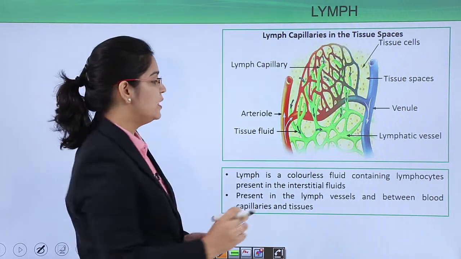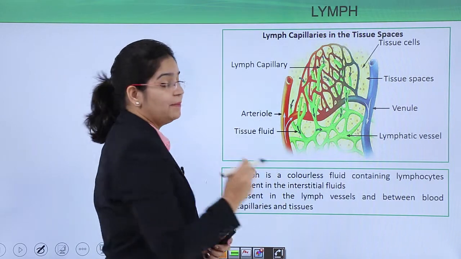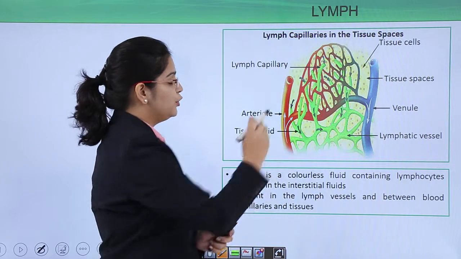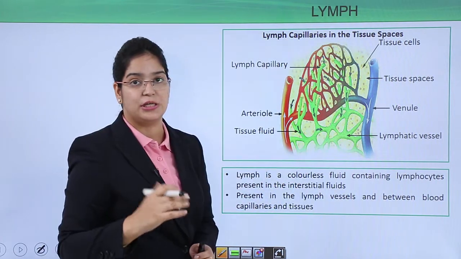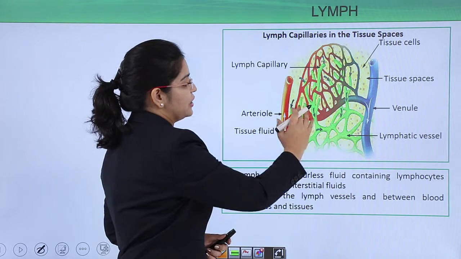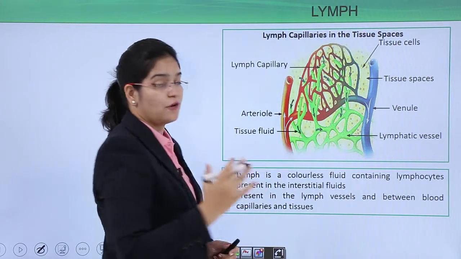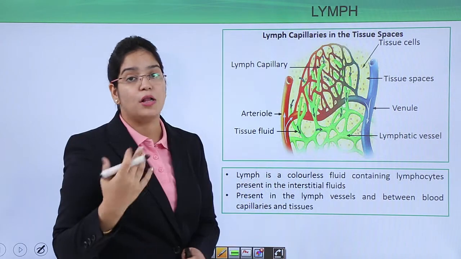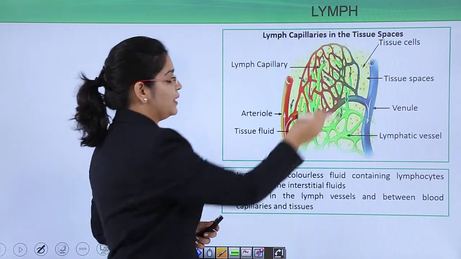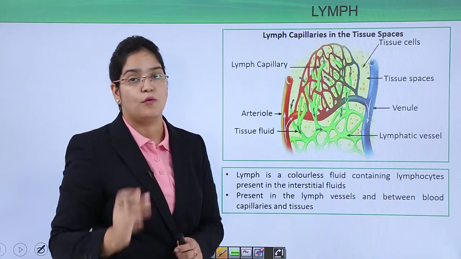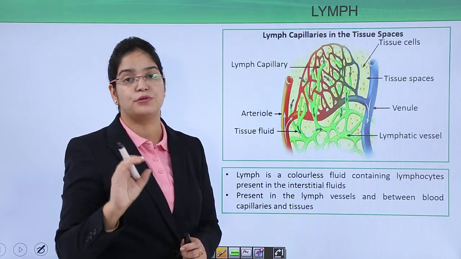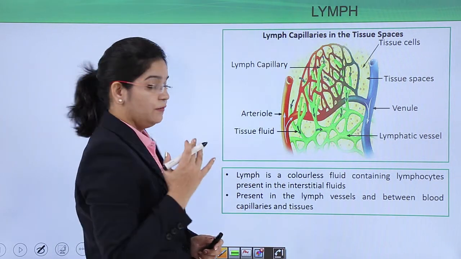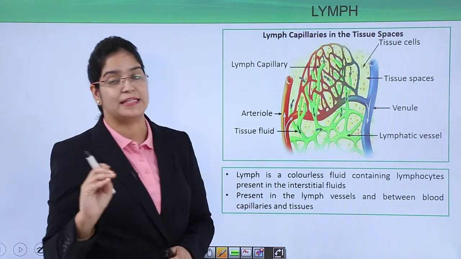So now we know when a fluid or the blood is filtered out from the arteriole, it moves in between as interstitial fluid. Now this interstitial fluid, after exchange of gases, when it becomes deoxygenated, goes to the venule, but not all the blood goes to the venule. The remaining blood goes to the lymphatic vessel, and this fluid which is going to the lymphatic vessel is called lymph.